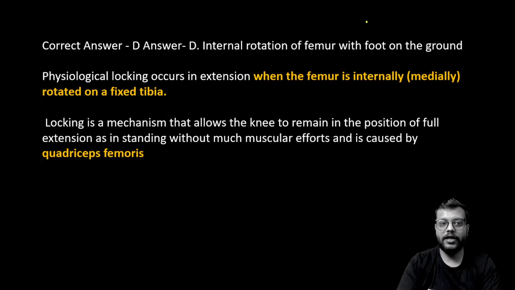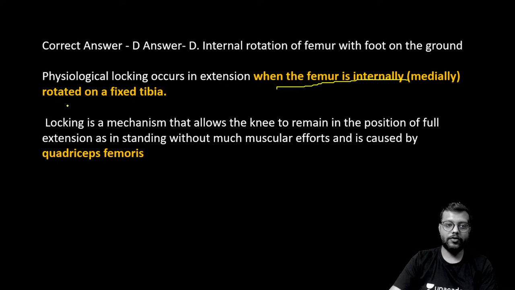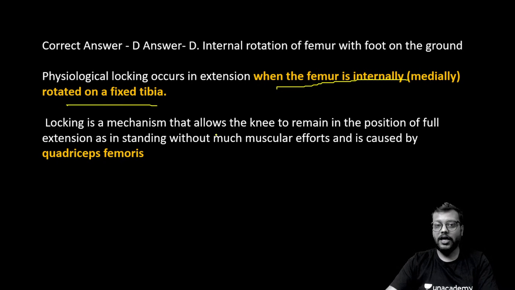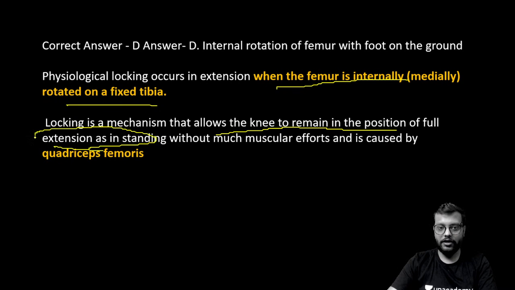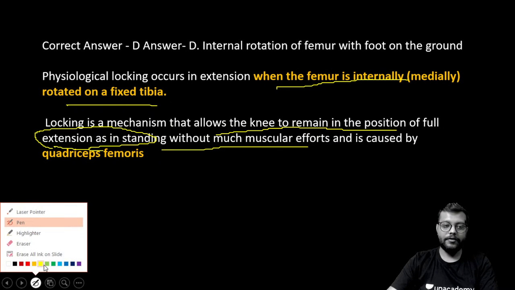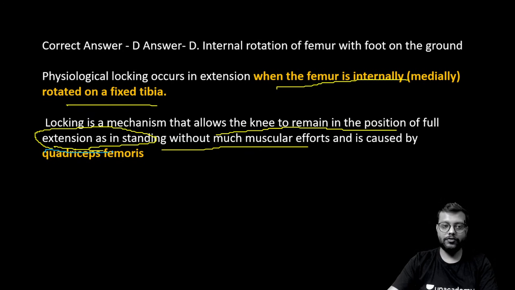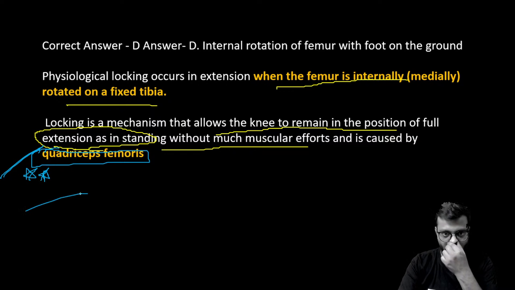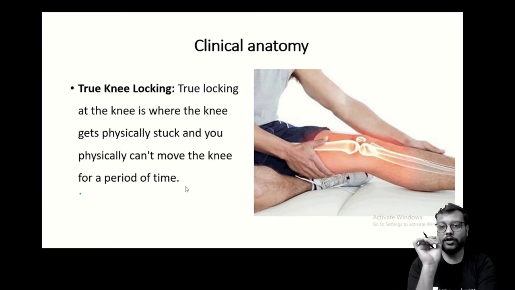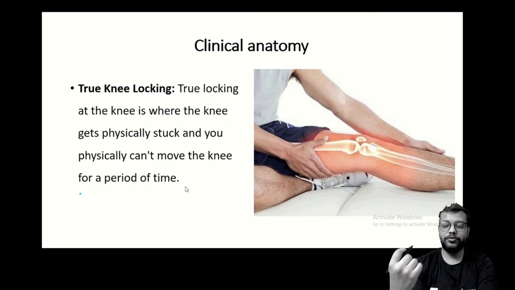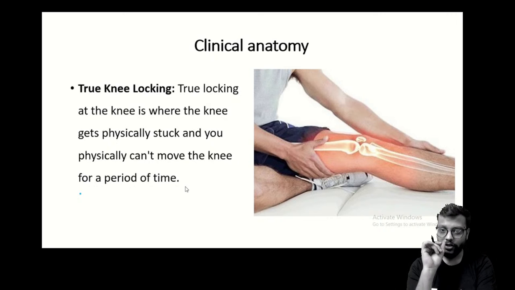Okay, so this is called the locking of the knee. So when the femur is internally or medially rotated on a fixed tibia, this allows the knee to remain in the position of full extension as in standing without much muscular effort, and importantly, this is due to the very important quadriceps femoris muscle. Okay, now clinically, true knee locking is when the knee physically gets stuck due to some pathology or trauma. This is true knee locking.